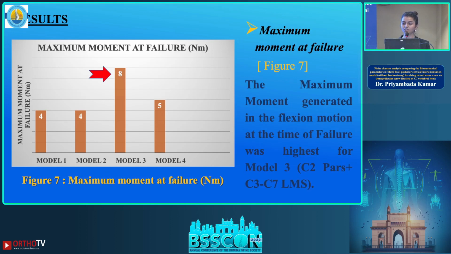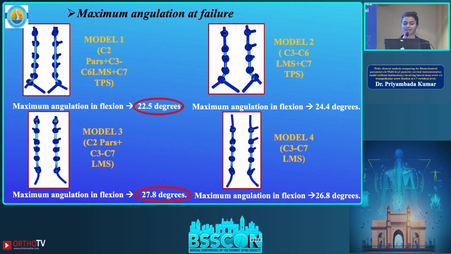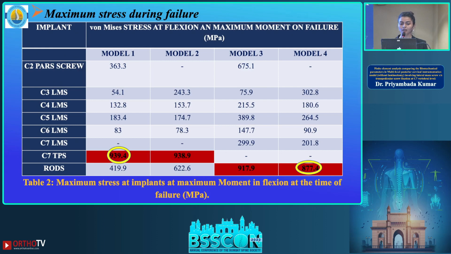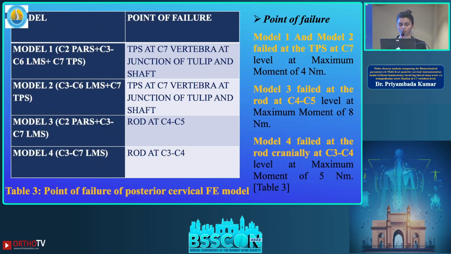The maximum moment generated in flexion motion at the time of failure was highest for Model 3, that is the one involving C2 pars and C3 to C7 lateral mass screws. Maximum angulation at failure in flexion motion was allowed by Model 3 with 27.8 degrees of flexion, and the minimum angulation in flexion was allowed by Model 1 with 22.5 degrees of flexion. At the point of failure, Model 1 could withstand the maximum amount of von Mises stress, while Model 4 could withstand the least amount of von Mises stress.